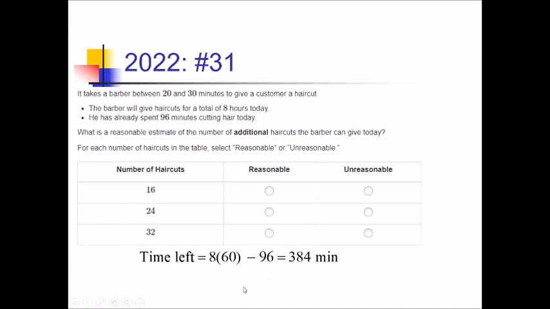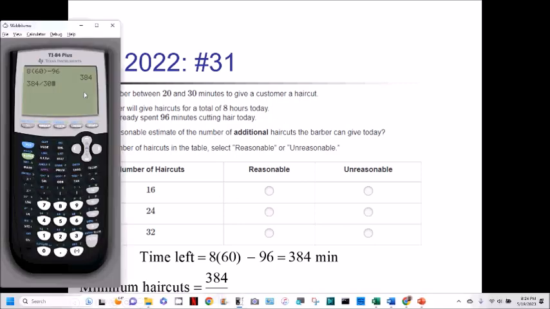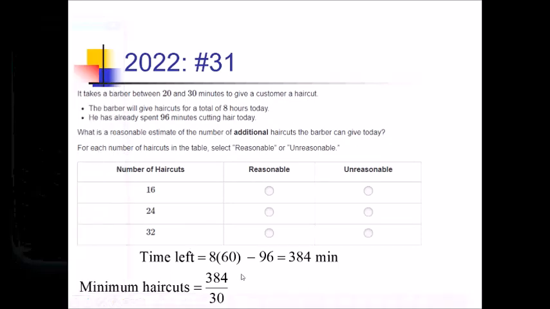So now to figure out the minimum number of haircuts, we should assume that we'll take 30 minutes on every single haircut, and we'll see what 384 divided by 30 is. So the minimum haircuts then, going back to the calculator, 384 divided by 30 comes out to 12.8. So let's just round that off to be reasonable to 13 haircuts.